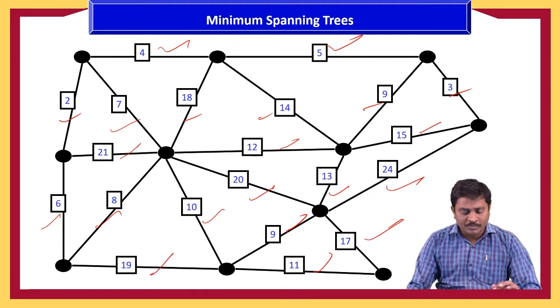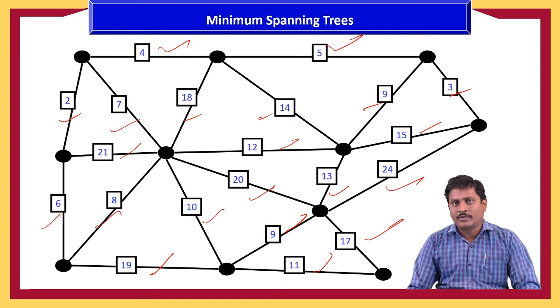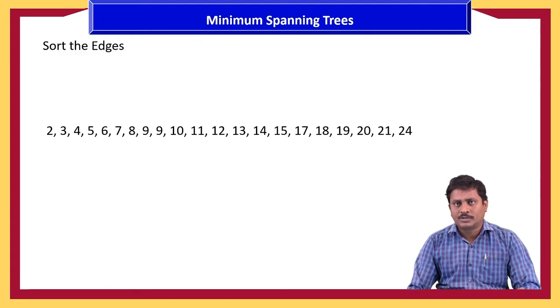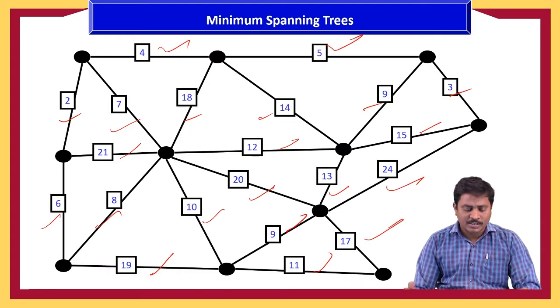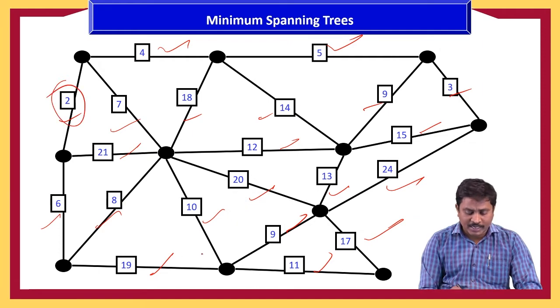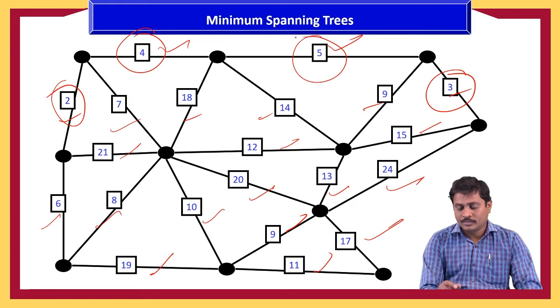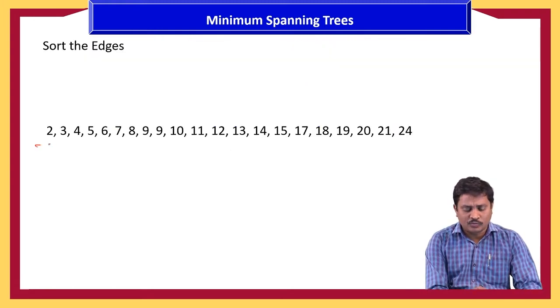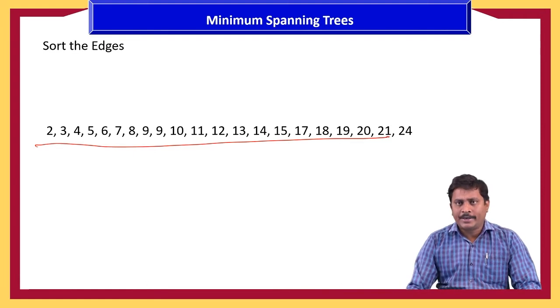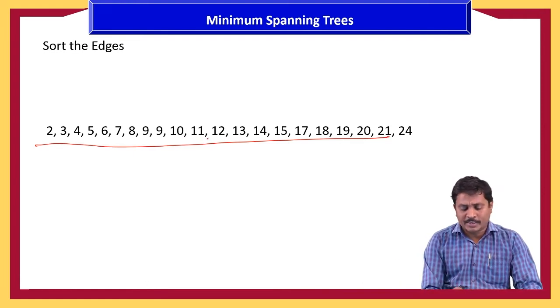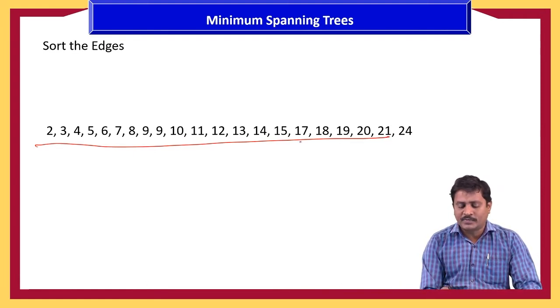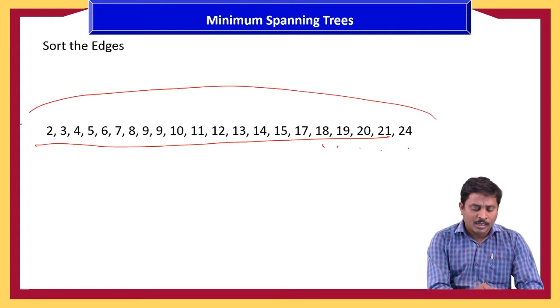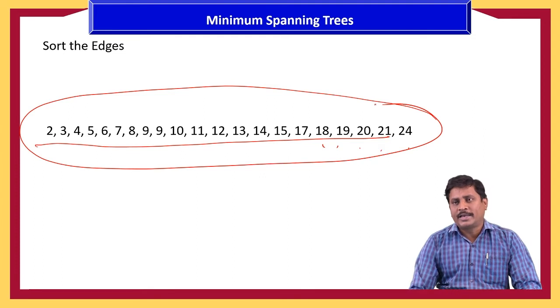Among these cost values, the minimum is 2. We choose that one first. So first we sort all the values. The values are 2 first, next 3, next 4, 5, and in this way we sort all the values in increasing order: 2, 3, 4, 5, 6, 7, 8, 9, 9, 10, 11, 12, 13, 14, 15, 17, 18, 19, 20, 21, 24. These are the edge cost values sorted in increasing order.